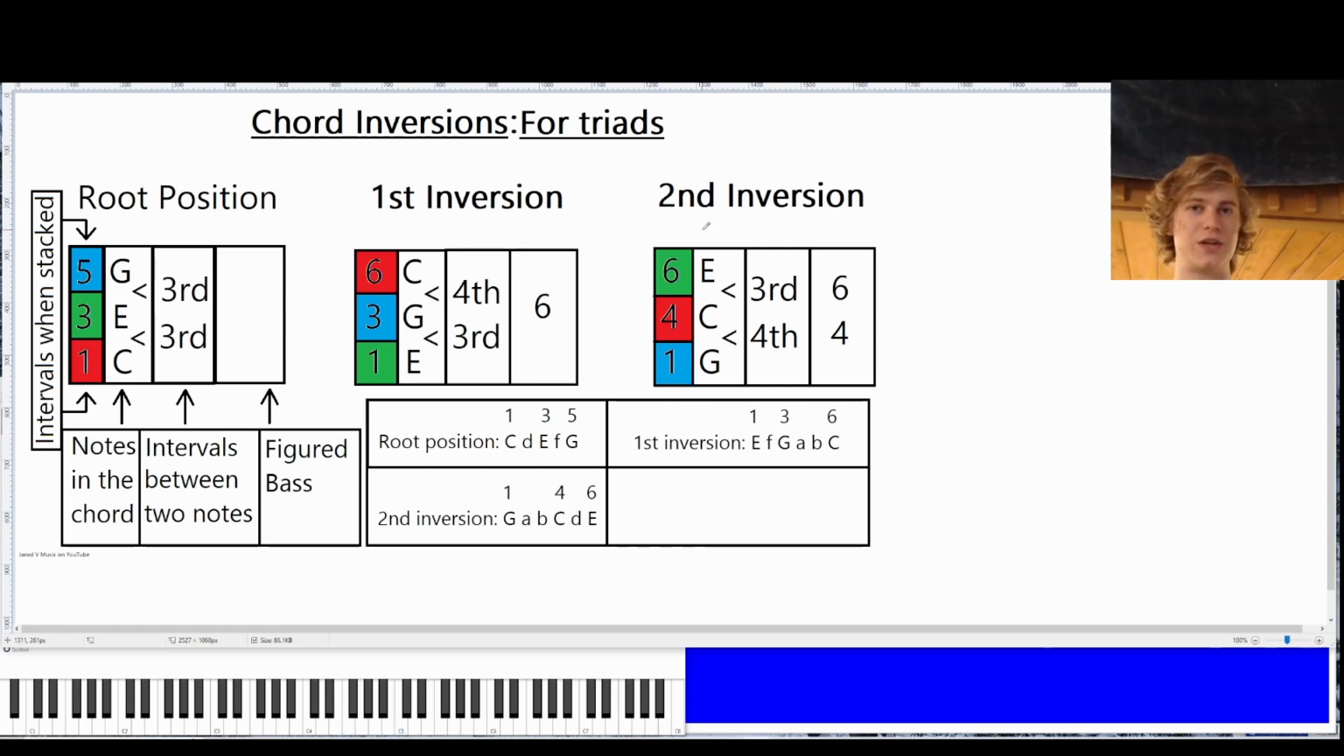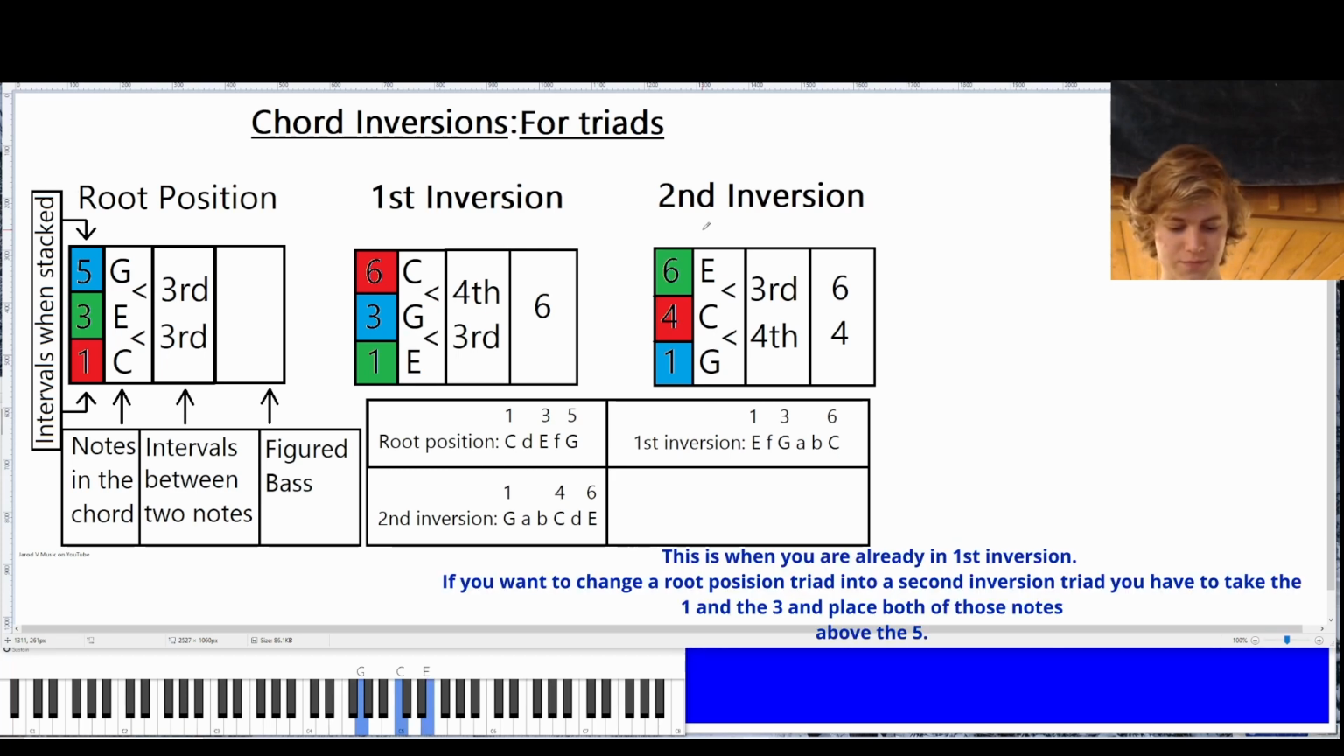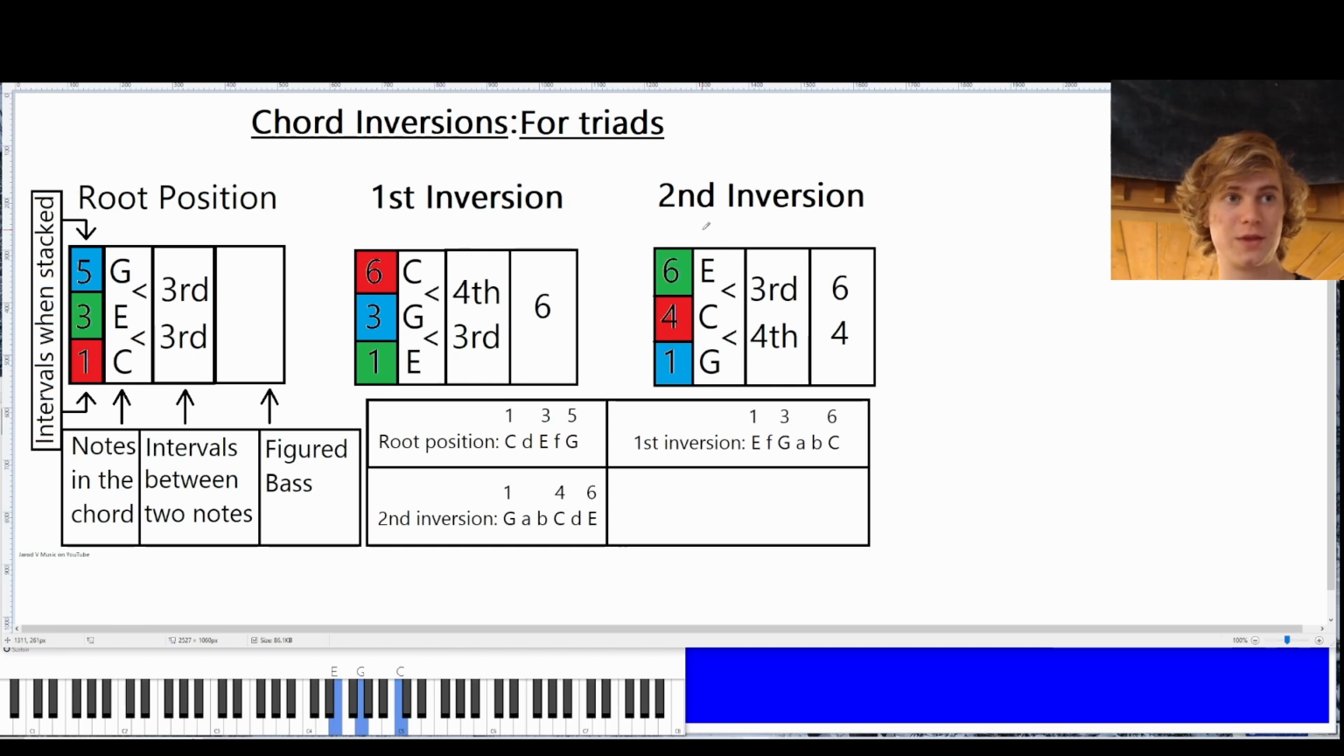Okay, so now let's refresh what we just did. We just took a root position triad, and we took this top note, and now we moved it on top of the chord. So now it is the highest note in the chord. If we want to do a second inversion, we're again going to take this beginning note and put it on top of the chord. I just took that E from the beginning and placed it at the end, so it's on top of the chord.